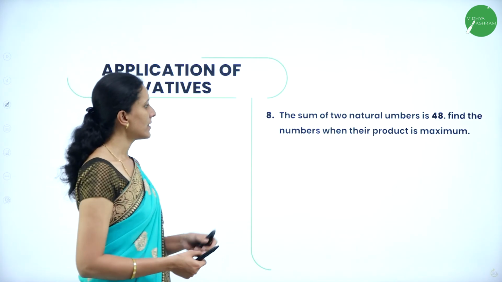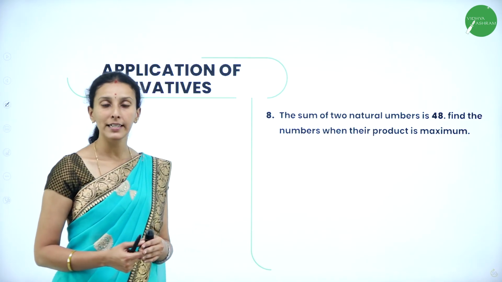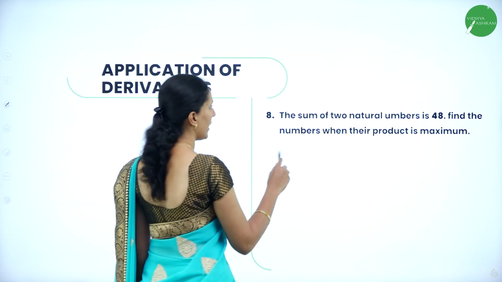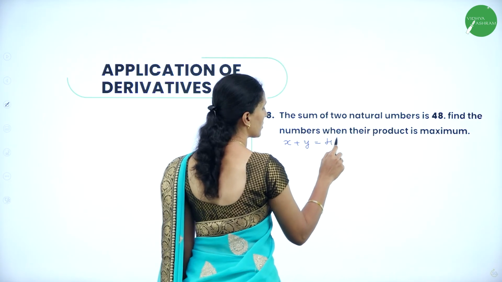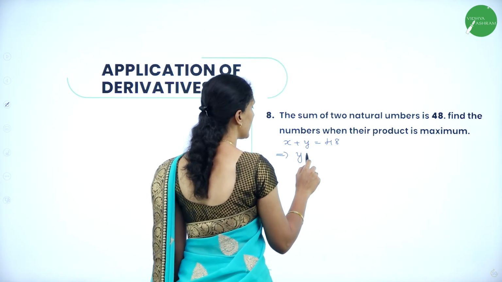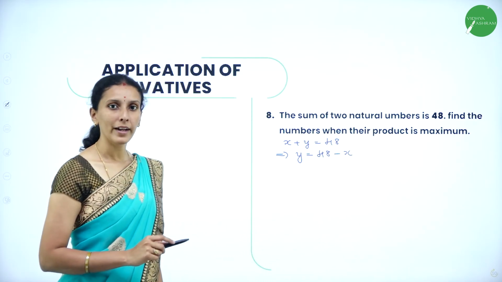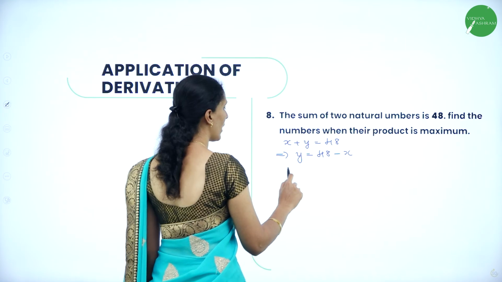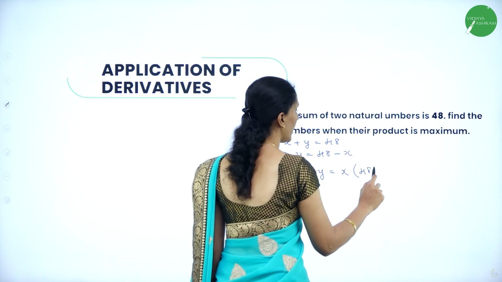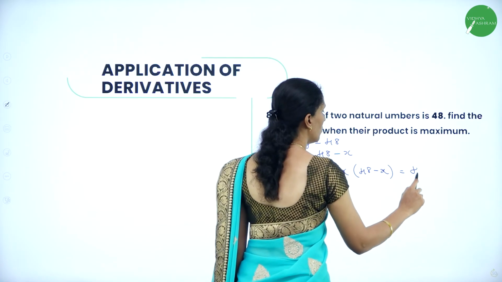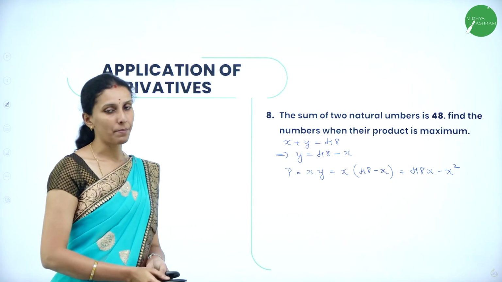Next, we have the sum of two natural numbers is 48. Find the numbers when their product is maximum. So, let's take the sum of two natural numbers, x plus y is equal to 48. So, this implies y is equal to 48 minus x. Now, they have given their product is maximum. Let me take the product as x into y, which is x into 48 minus x, that is equal to 48x minus x square.